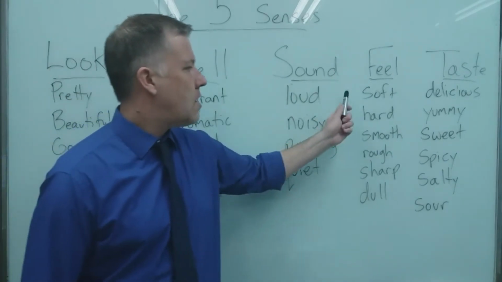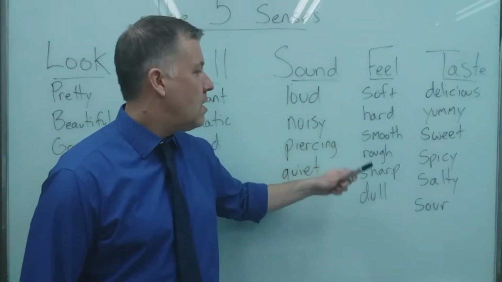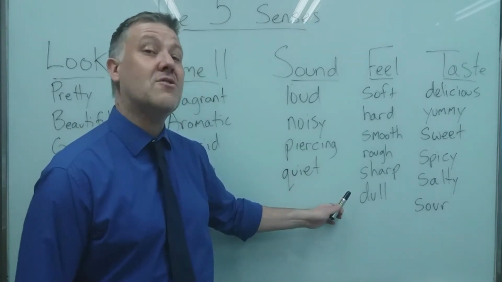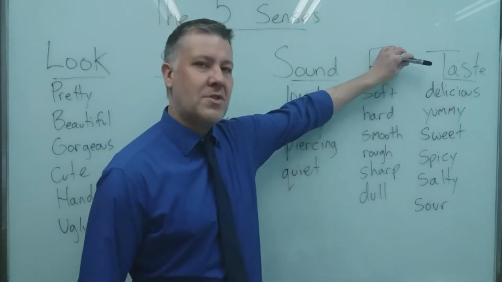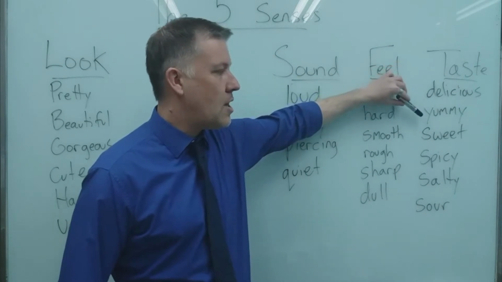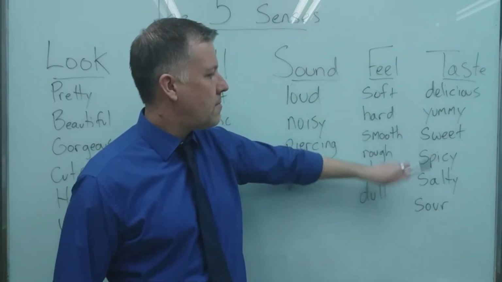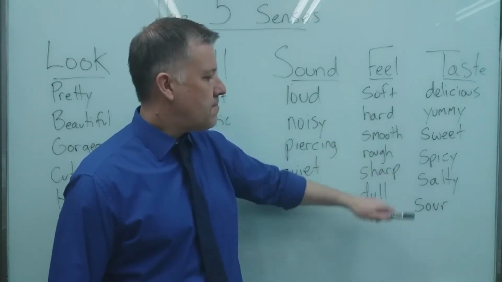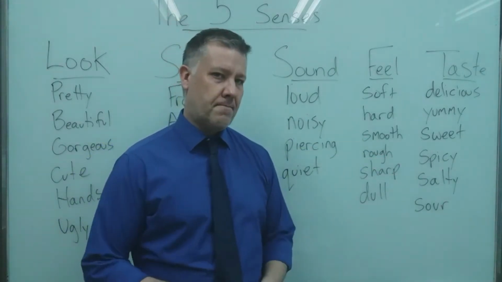Feel, soft, hard, smooth. The opposite is rough. Then we have sharp, like a knife, and the opposite is dull. Then we have, of course, taste, delicious, yummy. These two mean about the same thing. Sweet food, sugary food, spicy, salty, and sour, like a lemon.